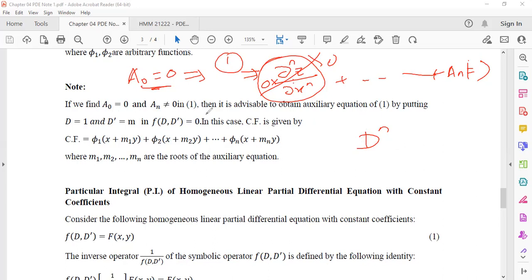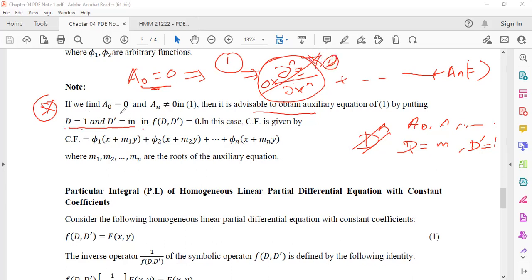But in that case, it is advisable to obtain the auxiliary equation by switching. So far, what we have done, if you have all the a0, a1, a2, we take D as m and D dash as 1. But if this special case comes, you take D as 1 and D dash as m, because we don't have this part now. So they are saying to switch the m and 1. D is equal to 1 and D dash equal to m.